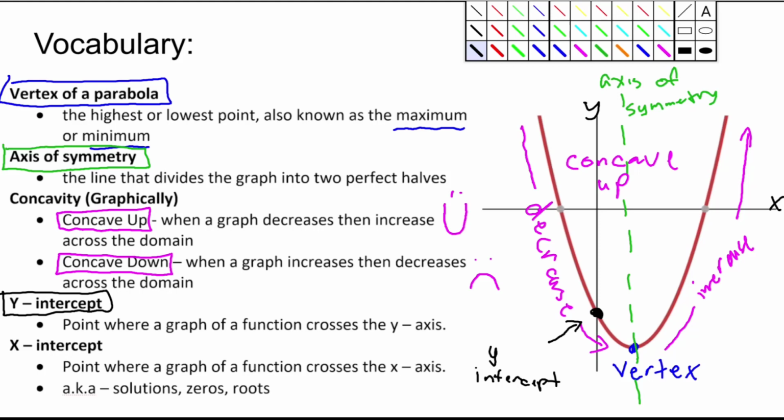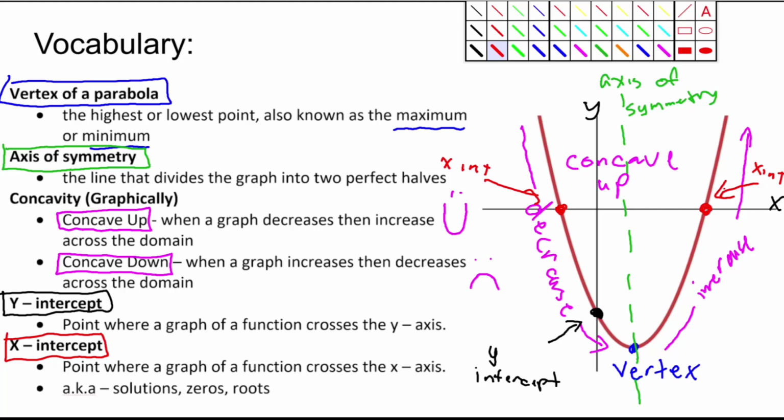And the last one, let's finish this up: the x-intercepts. If we know what a y-intercept is, we should know what the x-intercepts are. Well, x-intercepts are where we cross the x-axis. So let's write a little arrow on there. This is an x-intercept. That is an x-intercept also. So when you're looking at parabolas, there are a lot of things we need to know and be able to talk about as we work with them.